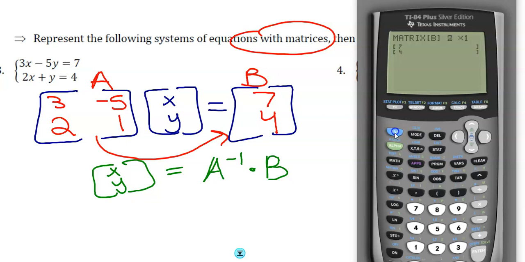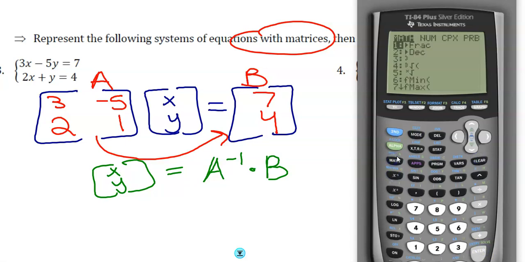I didn't do that one. Let's check the first one. So 3, -5, 2, and 1. All right, looks good to me. So A to the -1. So we can clear that.